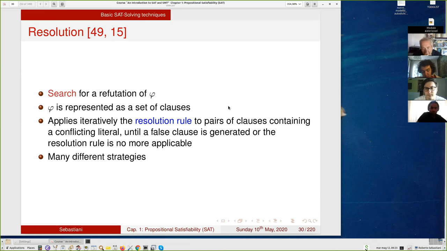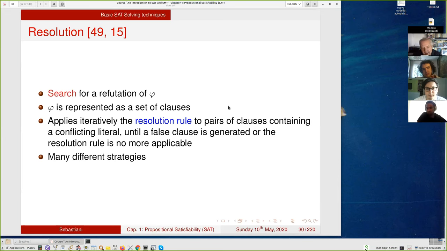In general, resolution-based techniques are refutation techniques. By refutation, I mean something which aims at trying to infer false. You start from a formula and try to find a contradiction. And if you find a contradiction, this means that the formula is unsatisfiable, because if you can derive a contradiction, the formula is unsatisfiable. If you fail and you have no more actions that you can do, and you fail to infer a contradiction, then this means that the formula is satisfiable.